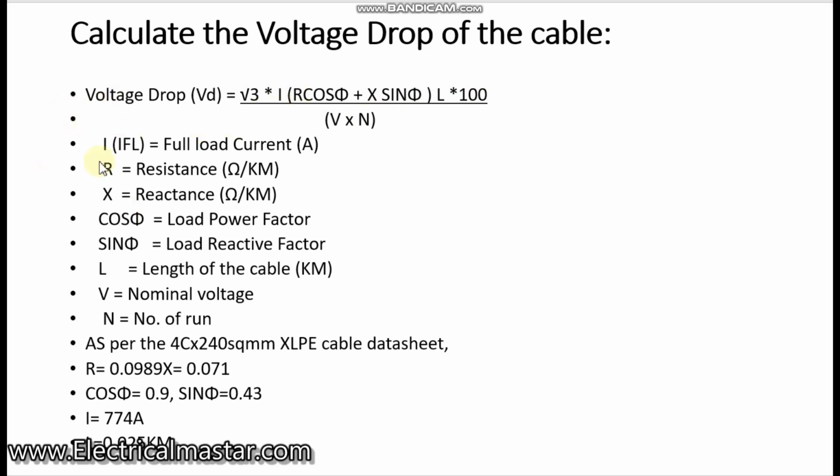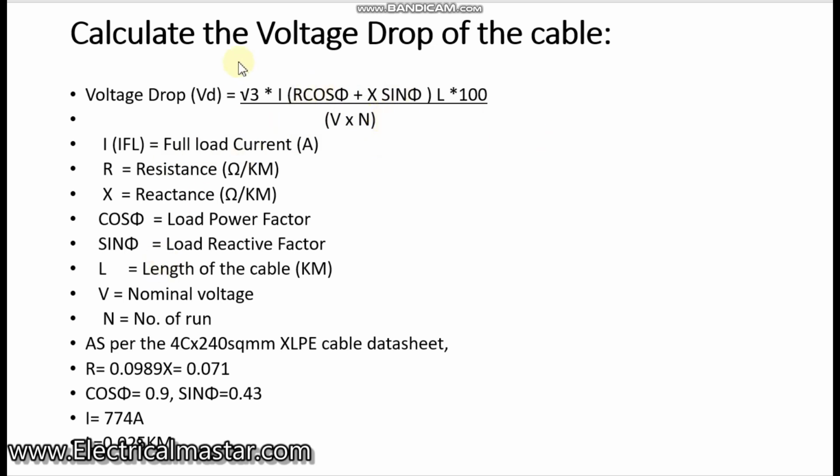So you can see here, I is the full load current, R is the resistance of the cable, cos φ is the power factor, X is the reactance of the cable, sin φ is the reactive power factor, and L is the distance of the cable length. V is the voltage, 440 volt rated voltage of the cable, and N is how many cables you are connecting. You just put these values in this formula, and you will find the voltage drop.